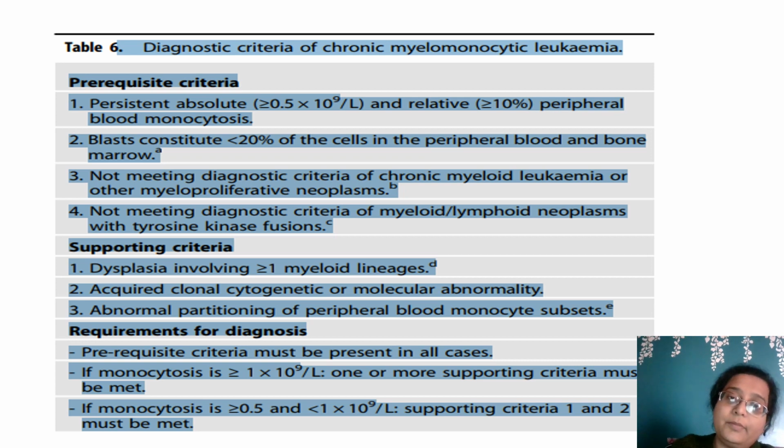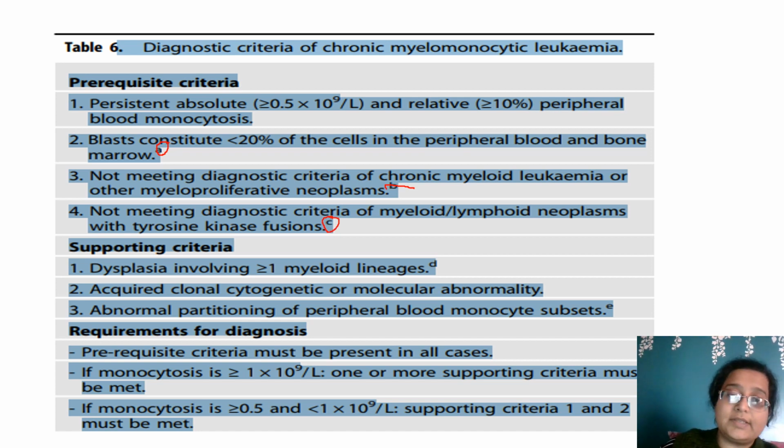Blast count less than 20% of the cells in the peripheral blood and bone marrow, but there's a rider. Please remember there's an A written over here, which I'll show you shortly. So less than 20% blasts, and more than 0.5 monocytes should be there. Not meeting criteria for CML or any other MPN, there's a rider over here, B. Not meeting criteria for myeloid or lymphoid neoplasm with tyrosine kinase fusion, this is a new entity, and for this also there is a rider, C. Alright. What are the supporting criteria?